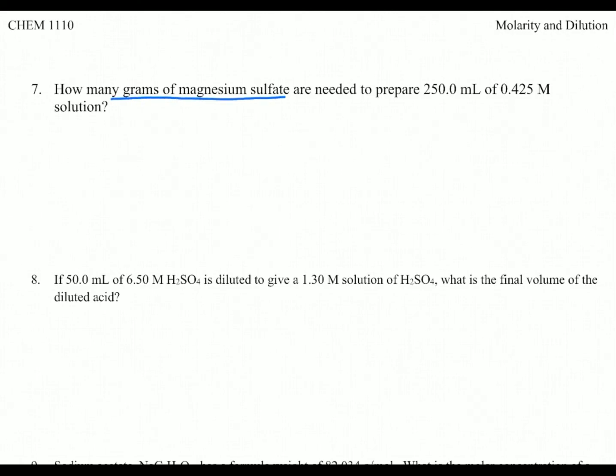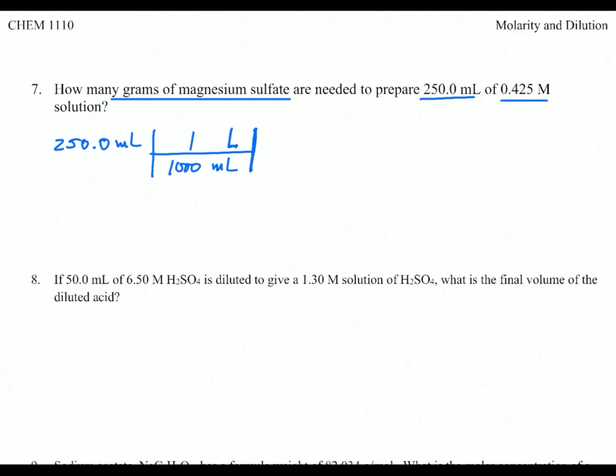So we're looking for the mass of magnesium sulfate. We're going to prepare this volume of that molarity. If you remember that molarity is moles per liter, that's a conversion factor between volume and quantity. So we've got volume to start with. We're going to use that single unit number, that 250.0 milliliters, and take that to liters first. Why? Because molarity is moles per liter, so we have to have this in liters in order for that to cancel out. So 1,000 milliliters per liter.